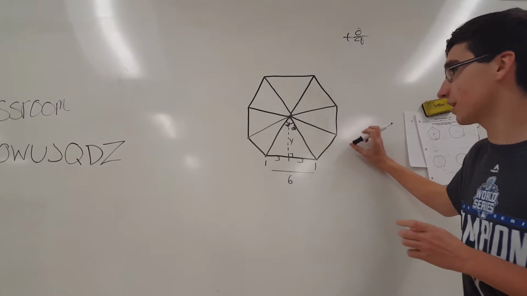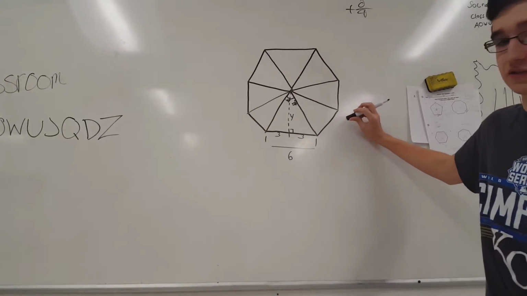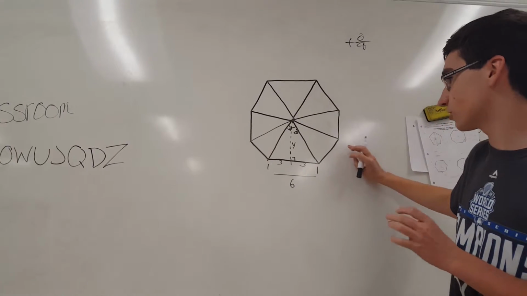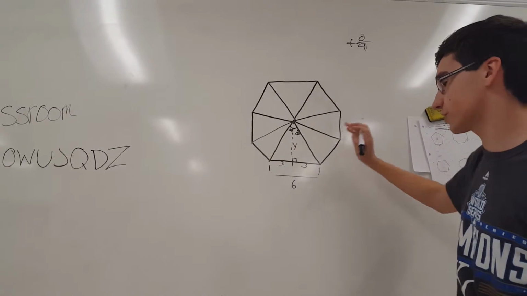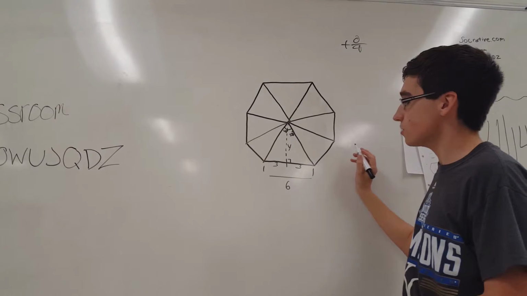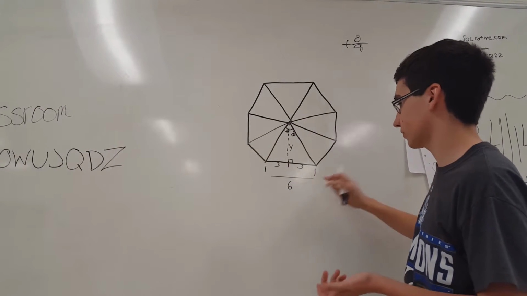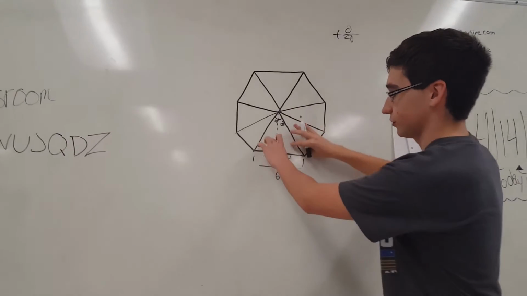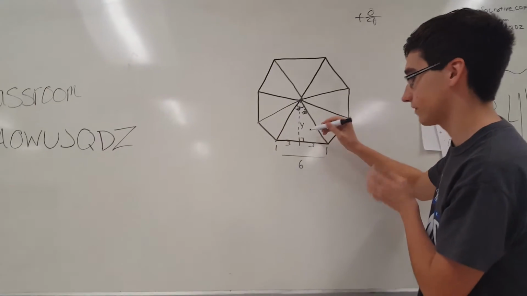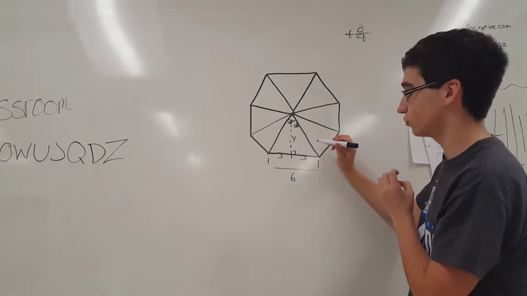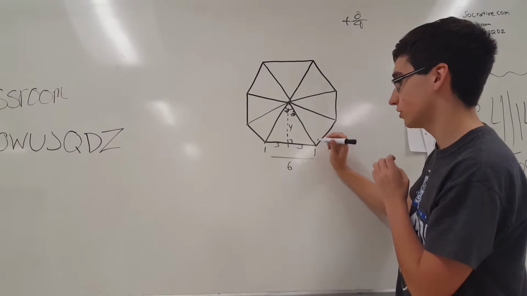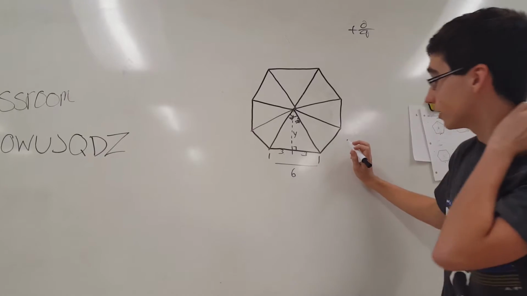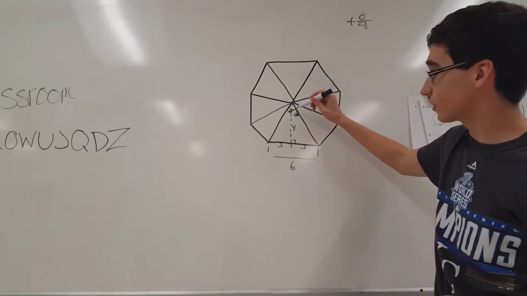Okay, this time we're finding areas of polygons again. This is the second example. This time it is an octagon, which means there are 8 sides, so 8 triangles from the center. You make one triangle with base length 6, and split it into 2 to find the height. You split the base to get 3 on both sides, and then you need to find the angle right here.